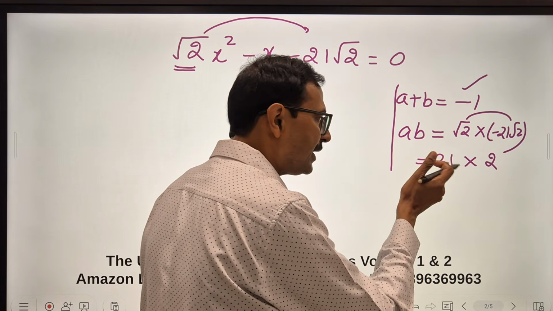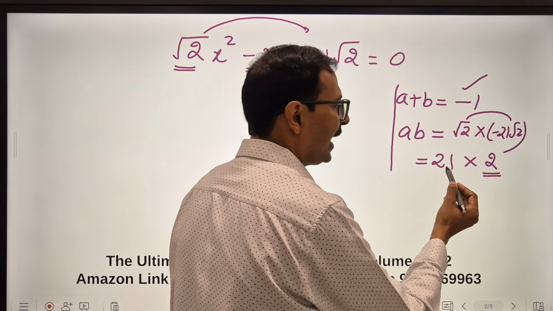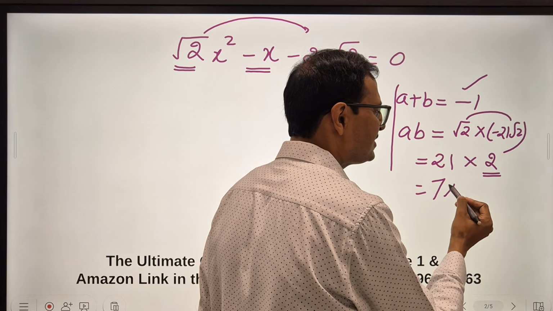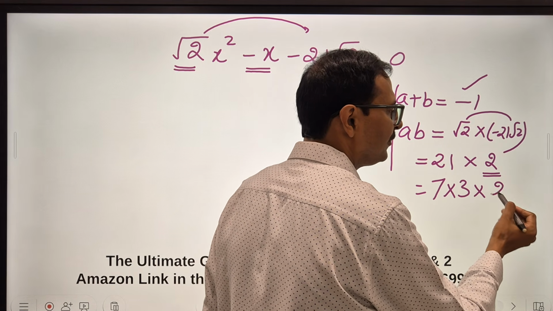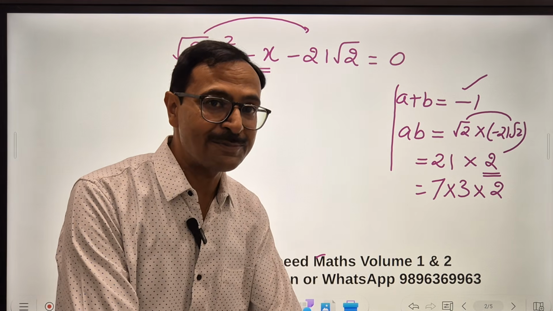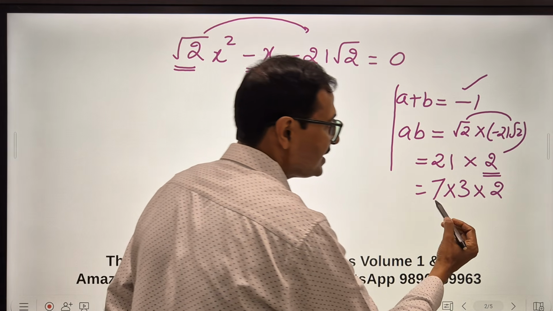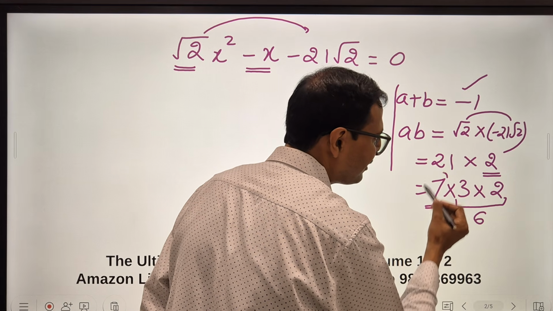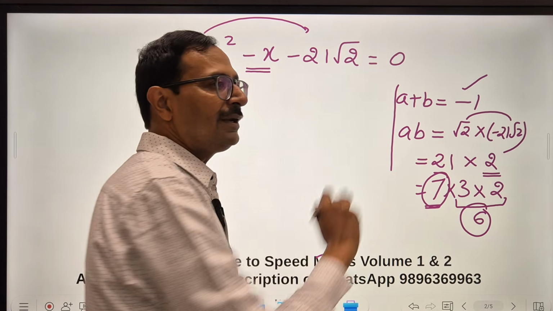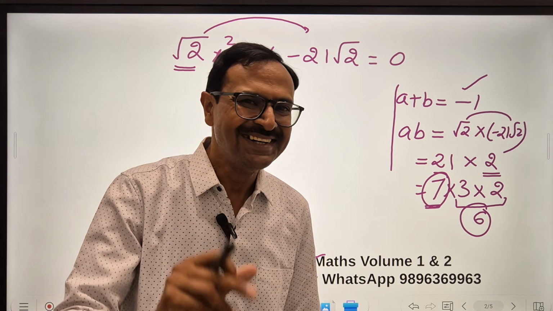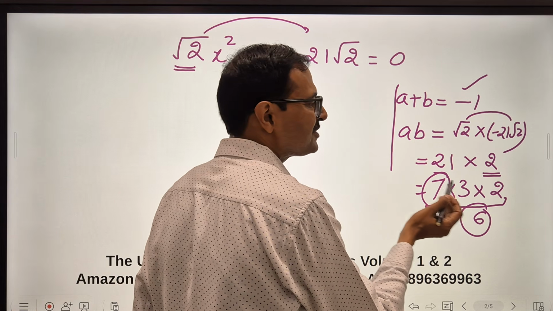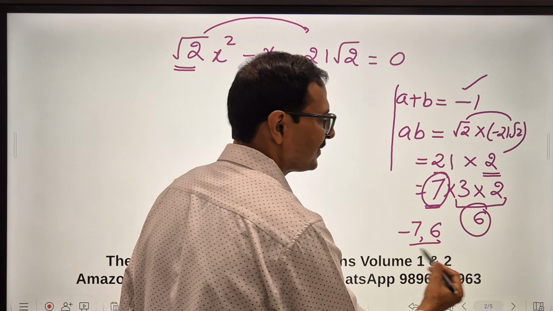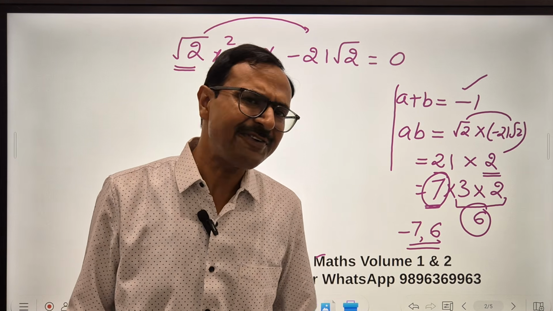So I have to split it. I can't split 2. I can split 21. And 21 is 7 times 3. And we have a 2. Now I have to regroup them so that I get a 1 somehow. See, 7 and then 3 times 2 is 6. How about 7 and 6? Can it give you a 1? It can, right? Very easy. It gives you a 1 because you can write minus 7 and plus 6. And that is the middle term split factors.